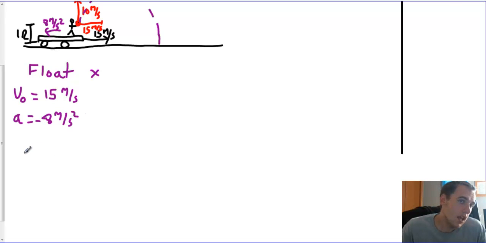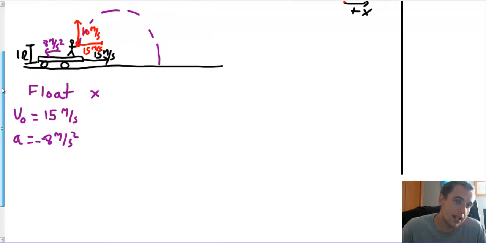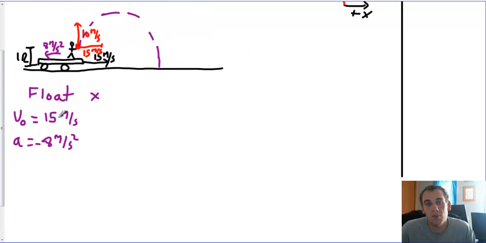Okay? And I'm assuming that this thing comes to a stop, but I don't know for sure, so I'm not going to write that down. Okay? So that's what I know about the float. What do I know about the ball?